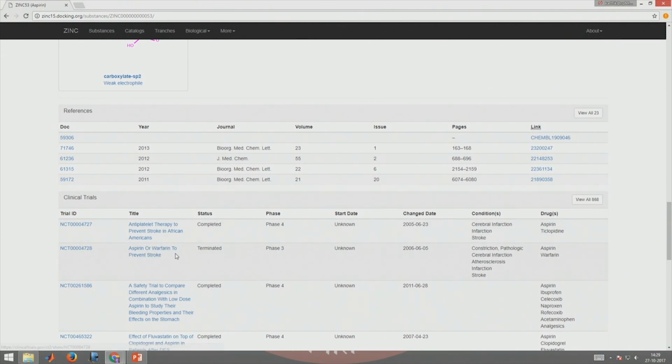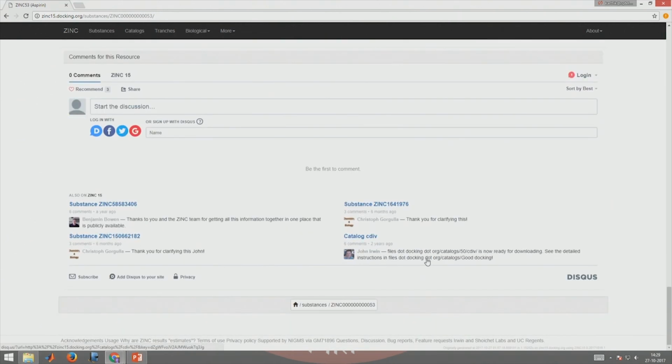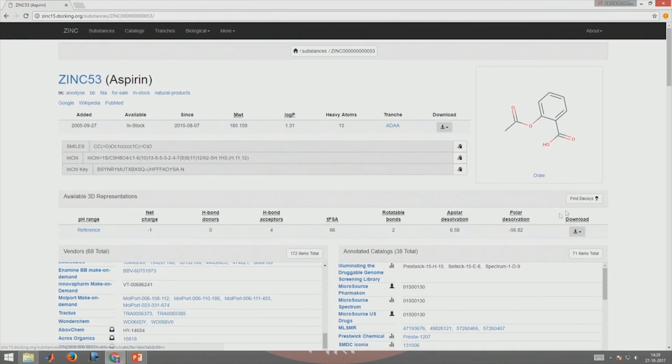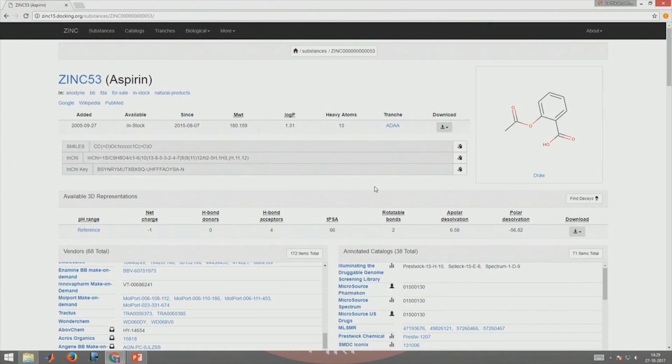Warfarin or aspirin is being looked at, this trial completed. Like that, you know what clinical trials have been done with aspirin and what the current status is. Those details are also given here, so a good amount of information is given about this particular molecule. So, if we are interested to buy aspirin, we can always get it here.